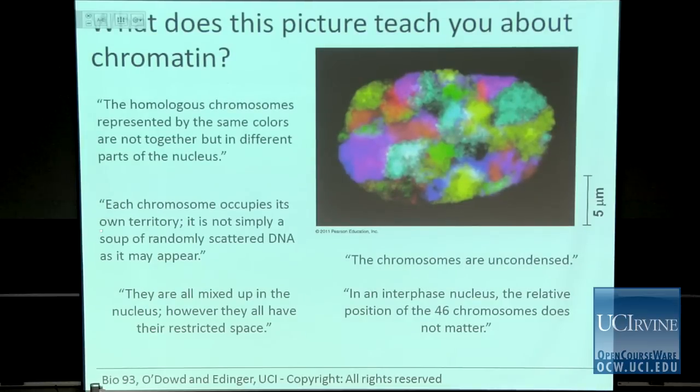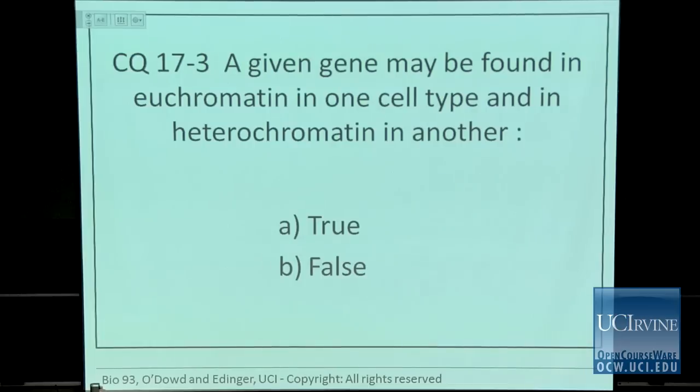Each chromosome occupies its own territory. It's not simply a soup of randomly scattered DNA, as it might appear. It's not a big plate of spaghetti. Each chromosome has its own territory, its own area of operation. So they're not all mixed up, they have a restricted space. And they don't look like chromatids either, right? They're not completely condensed. They're in a more open form that allows some transcription.